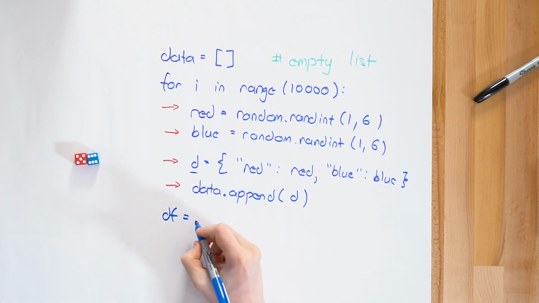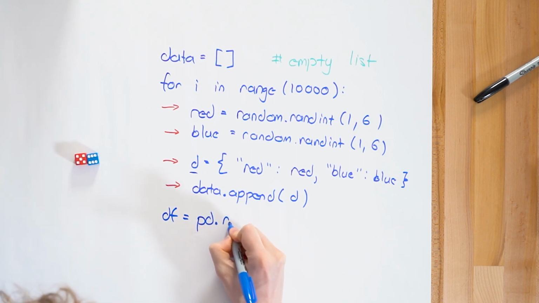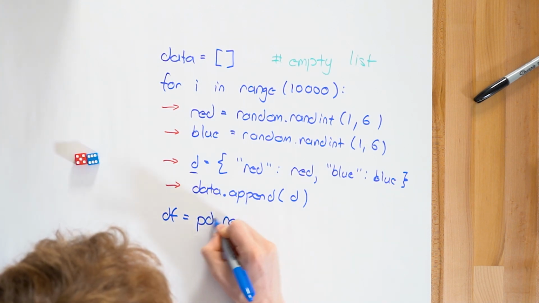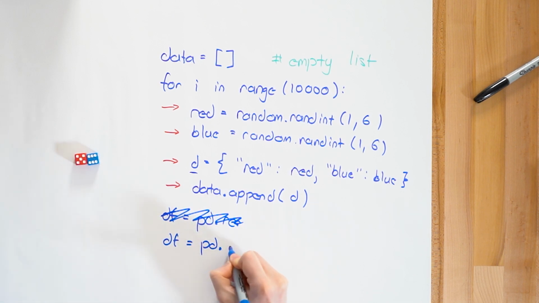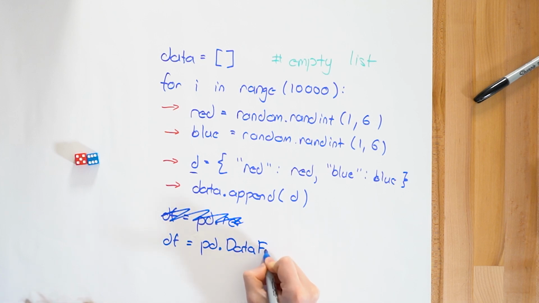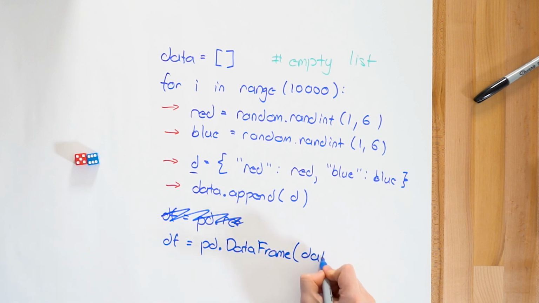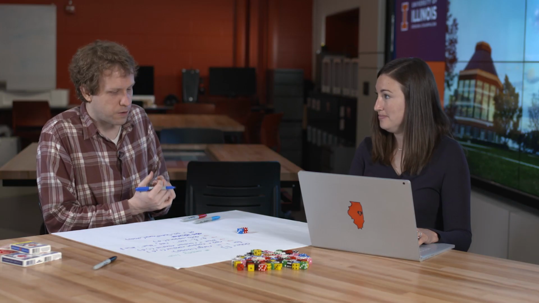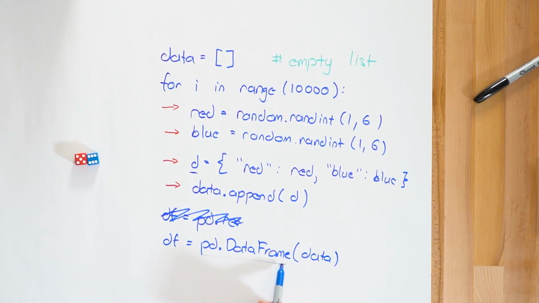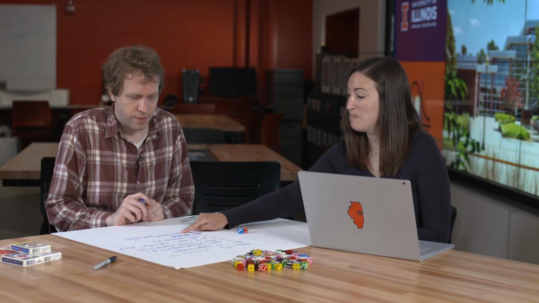So df is equal to pd dot, sorry, we're not reading a CSV. We're going to say df is equal to pd.DataFrame, capital D and capital F in DataFrame. And then the data that's going to be in our data frame is data. So this is very similar to pd.read_csv, which we use when we want to use somebody else's data. But here we have our own data, so we're going to create a new data frame with the data in data.